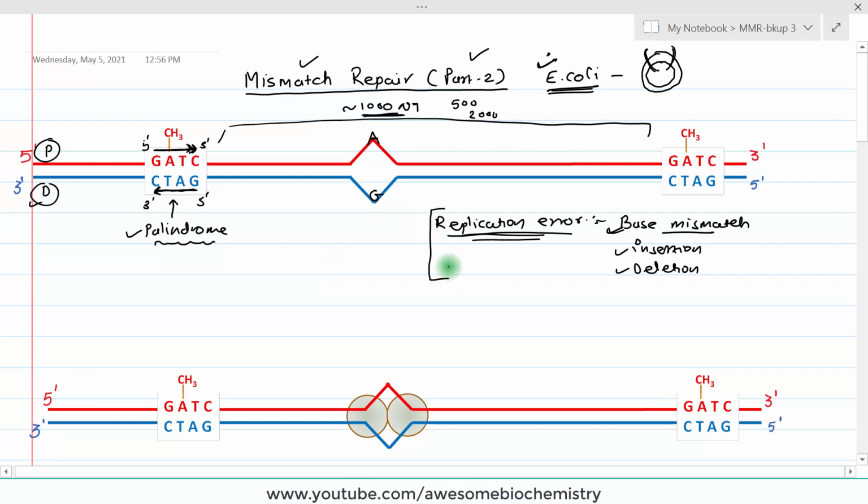If you want to know more about replication error, you can refer to part 1 of this mismatch repair mechanism video. Now, you can also see that this replication error is nearer to this part and far from this part. It is not necessary that a replication error will occur exactly midway between these 2 GATC sequences. No, it can occur anywhere. It can occur over here or over here also. So we have to keep that in mind.